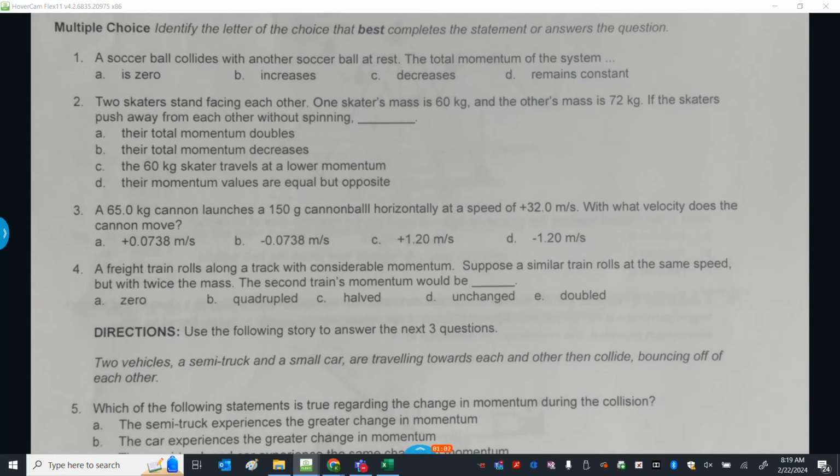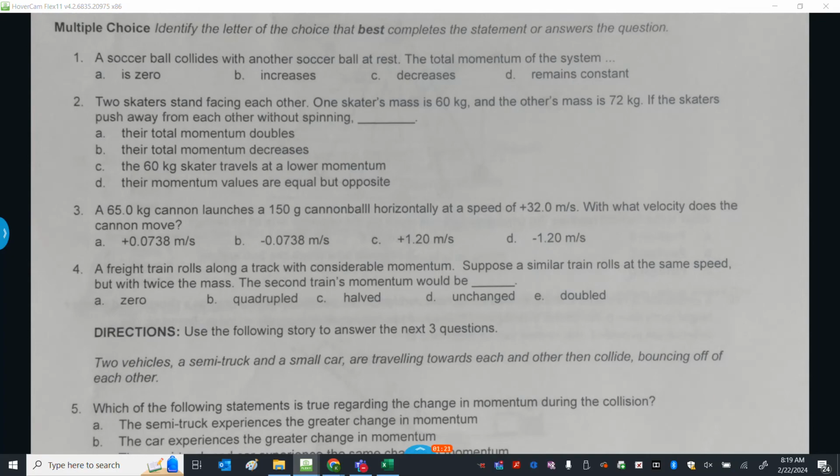Number 1 on Form A is about a soccer ball. So again, if you don't have Form A, please look for this question. It says, a soccer ball collides with another soccer ball at rest. The total momentum of the system, and your choices are, is 0, increases, decreases, or remains constant.